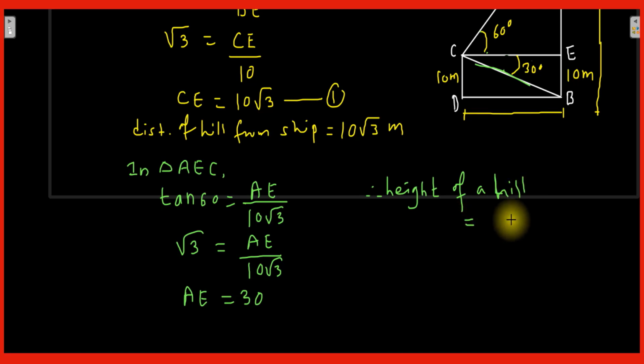Therefore, height of the hill is equal to 30 plus 10, that is equal to 40 meters. And so we have got the distance of the hill from the ship, that is 10 root 3 meter, and the height of the hill as 40 meters.